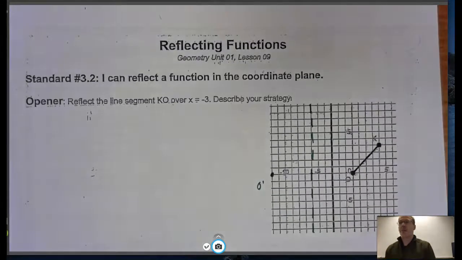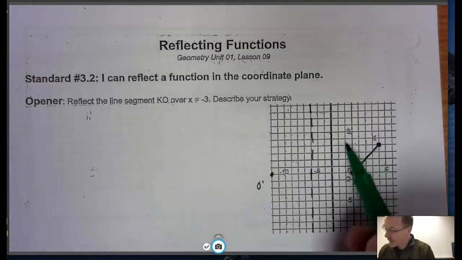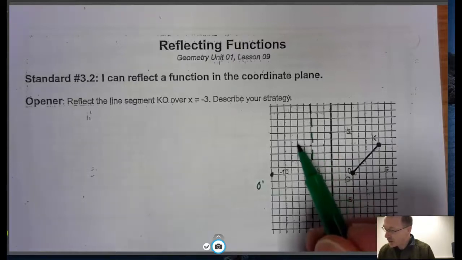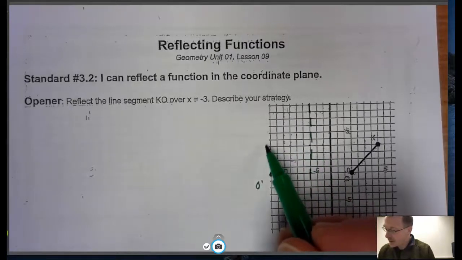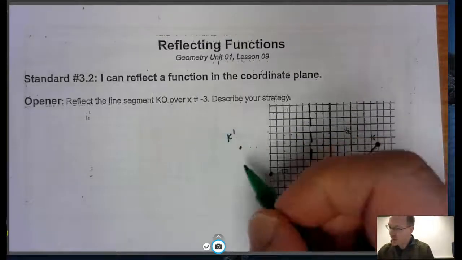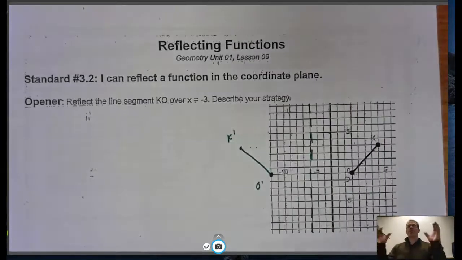Now it looks like K prime is going to go off the graph because K prime is 1, 2, 3, 4, 5, 6, 7, 8, 9, 10. So then we go 10 to the left. 1, 2, 3, 4, 5, 6, 7, 8, 9. So K prime would end up over here somewhere, all right? And we really should end up with the same line. It should be same size, same shape, everything, right? 'Cause everything is preserved since it's an isometry.